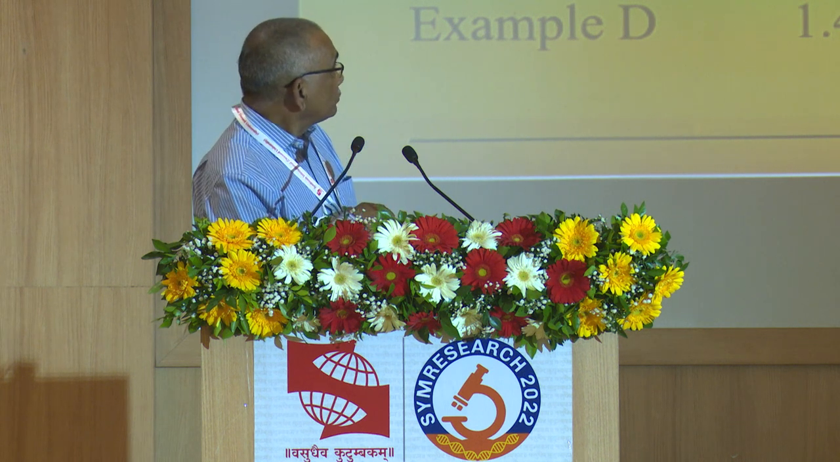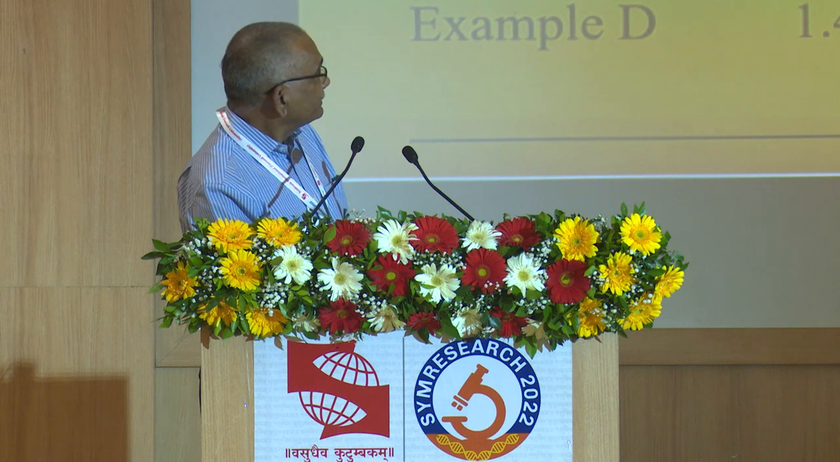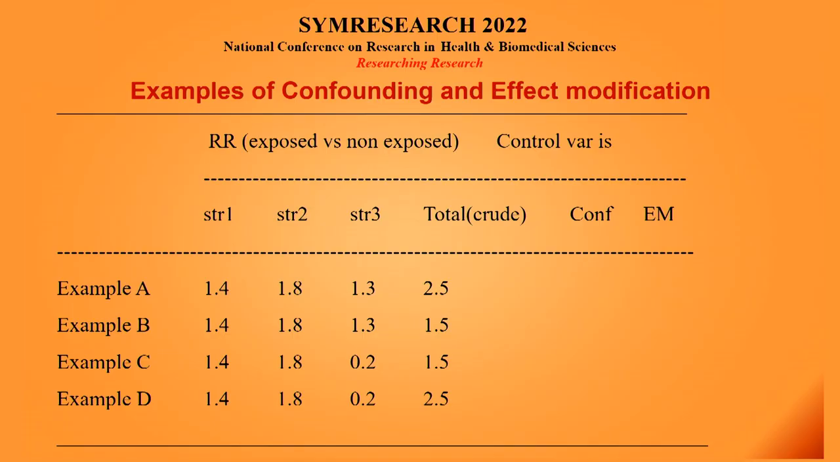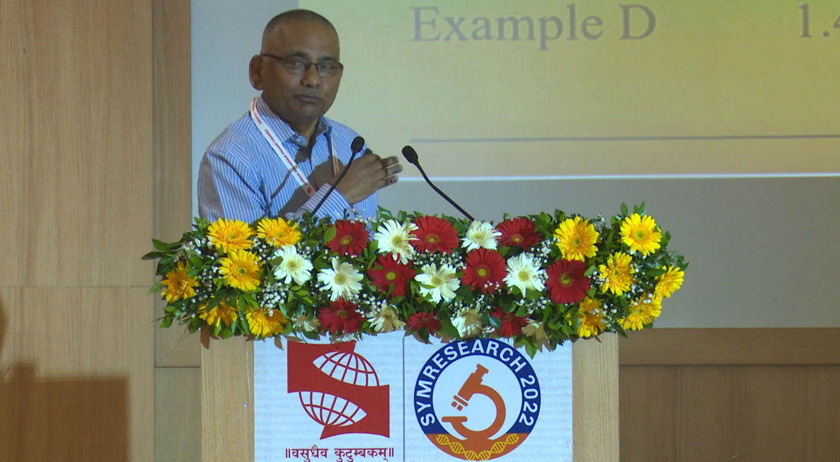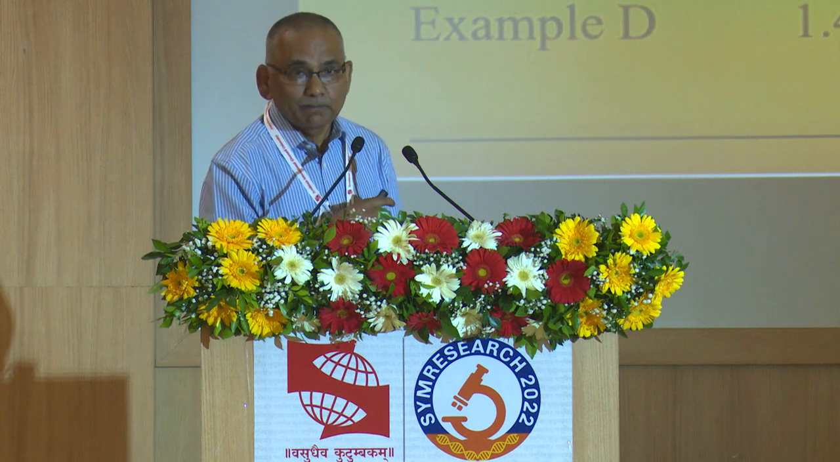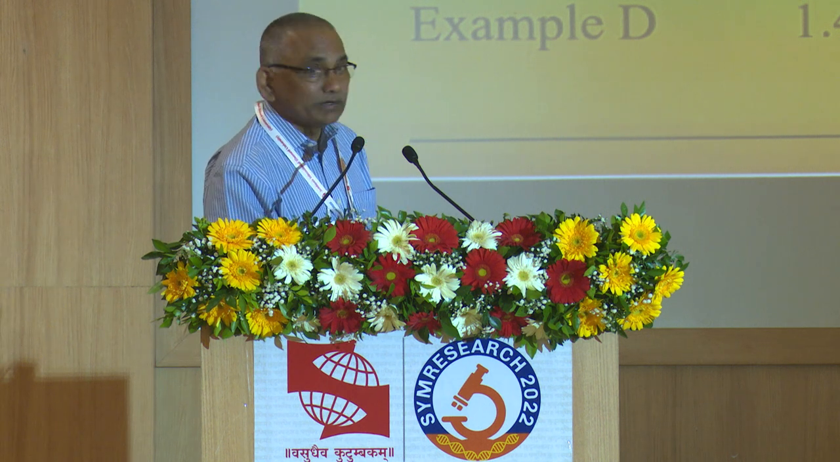Now come here: 1.4, 1.8, 1.3. Calculate the visual average. Is it closer to the observed? Yes, isn't it? Is the effect modified in any of the strata? No, it is consistently more than one. So not an effect modifier. So it is not a confounder and not an effect modifier.